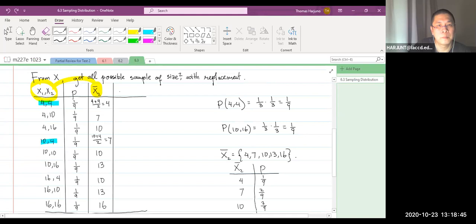I want to find the expected value of X bar squared. Basically, the probability multiplied by the random variable. So 4 over 9, 7 over 9, 10 over 9, 7 over 9, 10 over 9, 13 over 9, 10 over 9, 13 over 9, 16 over 9. And I get those numbers from multiplying this and this.